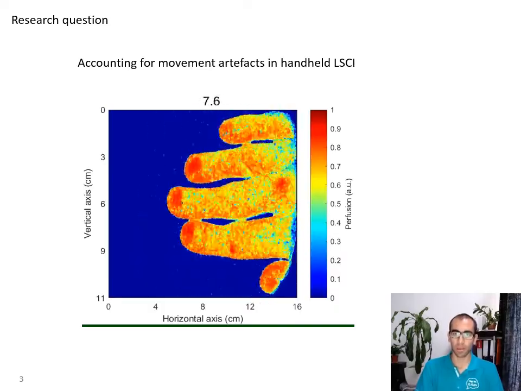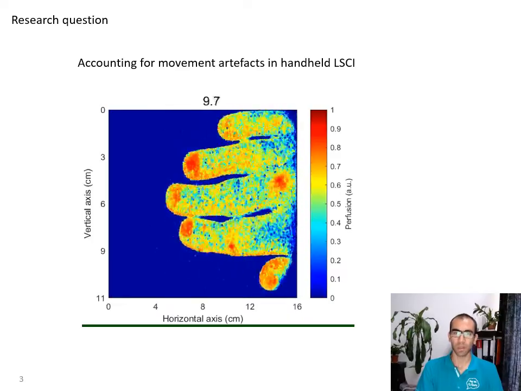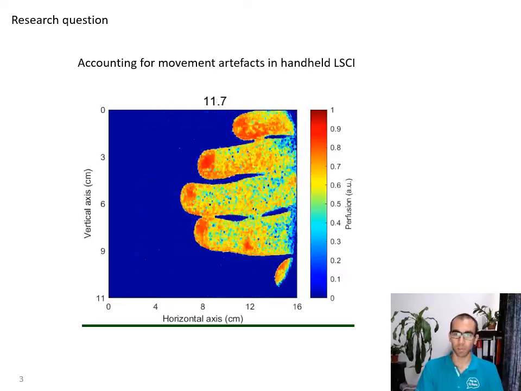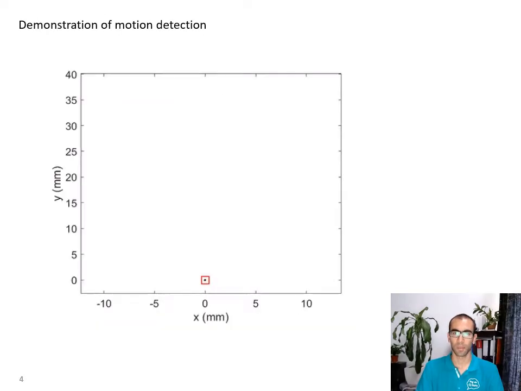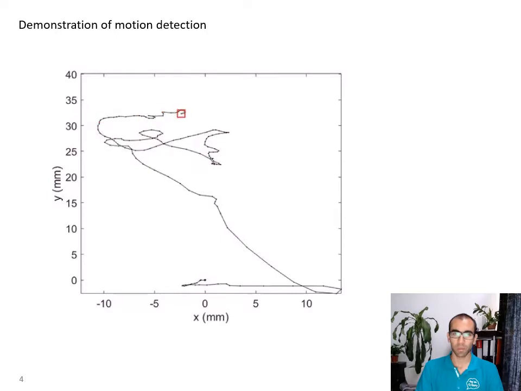And as you can see, some frames are unrealistic, which is due to the movement artifacts. Employing the electromagnetic tracker, we were able to estimate the on-surface displacement of the beam, and that's what you see in this Lissajous graph, which is shown in real time.